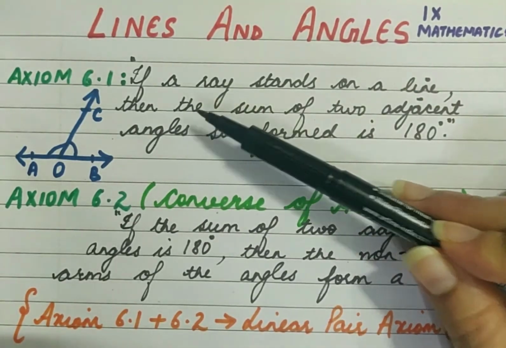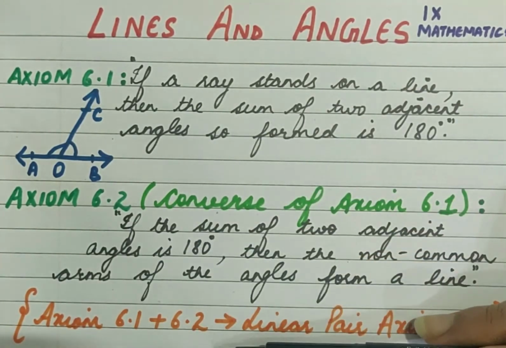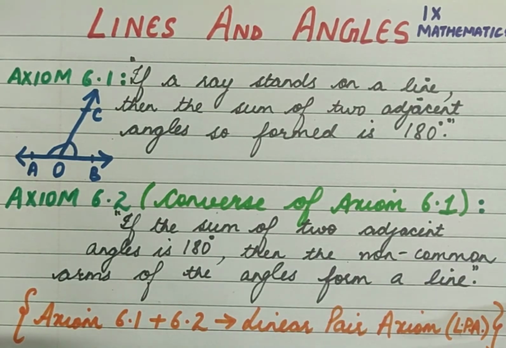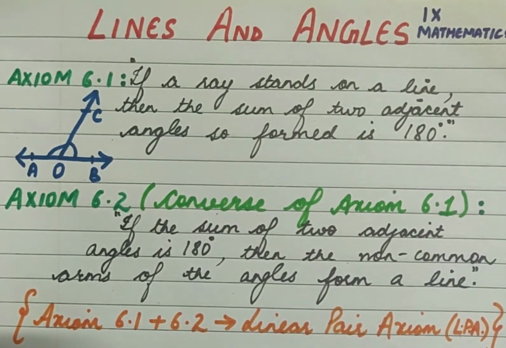Now, axiom 1 and axiom 2 taken together is known as linear pair axiom. Normally we will use it in proving some theorems. So in short you can write there LPA in place of linear pair axiom.